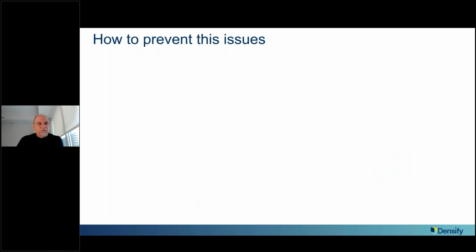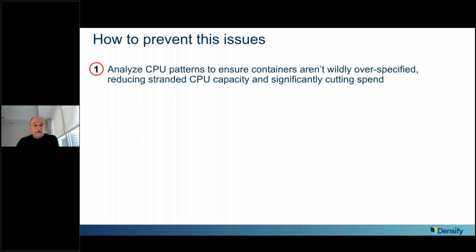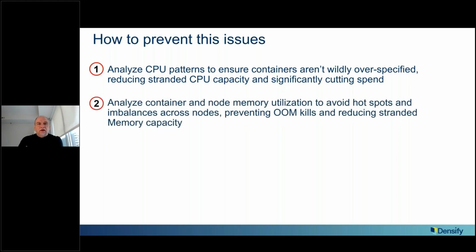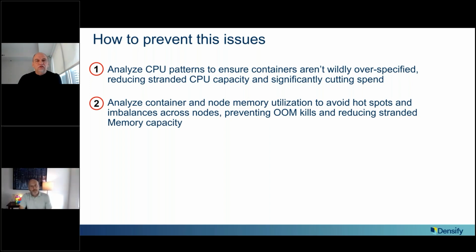So just to wrap this up, again, I'm just watching the clock. Well, it's pretty straightforward. You find and fix these problems. So you analyze the CPU patterns, make sure things aren't wildly overspecified, so you can reduce the stranded CPU capacity and cut spend. Analyze the node memory utilization, and look for hotspots and avoid imbalance across nodes, and start container and node utilization. So the node will show you the symptom that something's happening. The container memory utilization is how you get a better request value for memory, so that you're not having a problem. So if you fix the most undersized containers, usually the memory kills will go away because you're not overstacking the nodes anymore. And then you can go after the cost problem next.